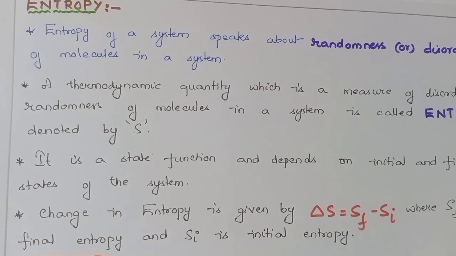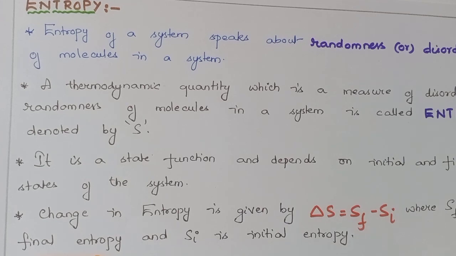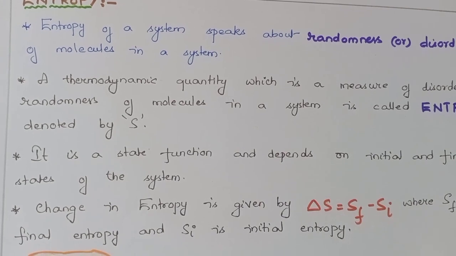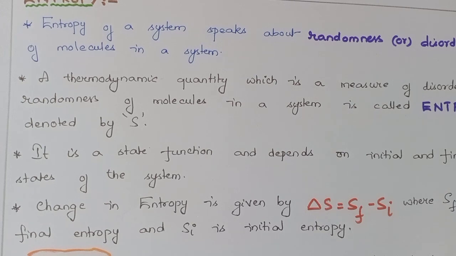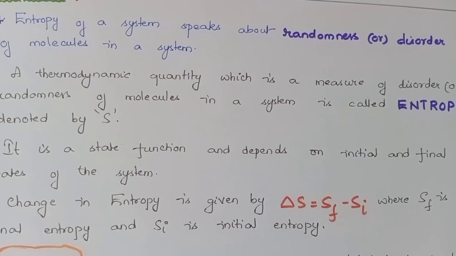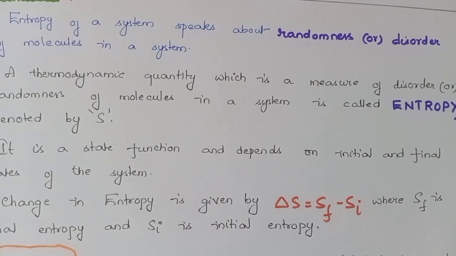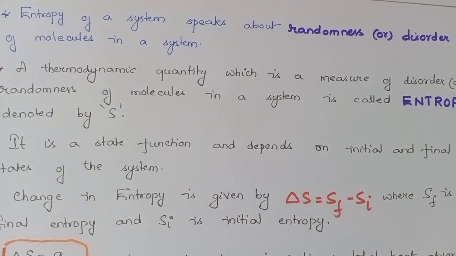Next, students, generally the change in entropy of a system is given by, so entropy is denoted by the letter S, and change in entropy is denoted by delta S. So delta S is equal to final entropy minus initial entropy, where we denote final entropy by SF and initial entropy by SI. Therefore, delta S is equal to SF minus SI. And also you mention where SF is final entropy and SI is initial entropy. That is the next point, students.